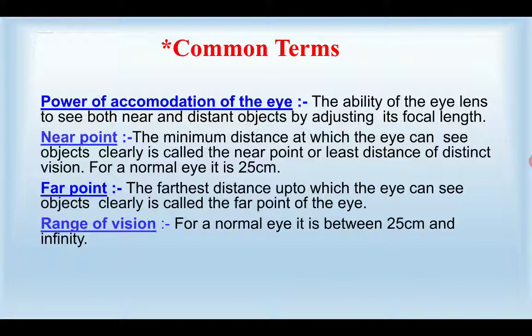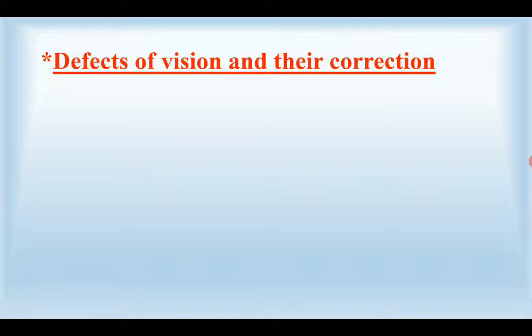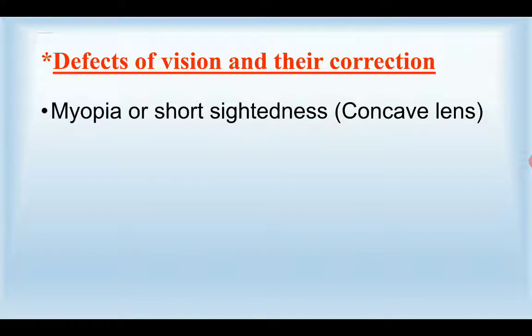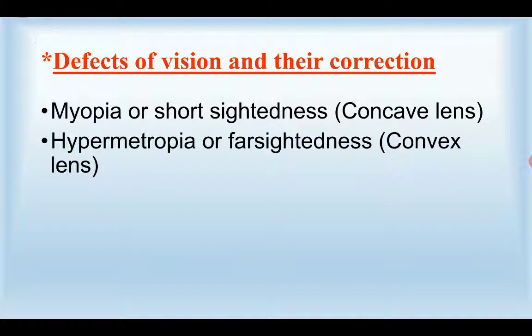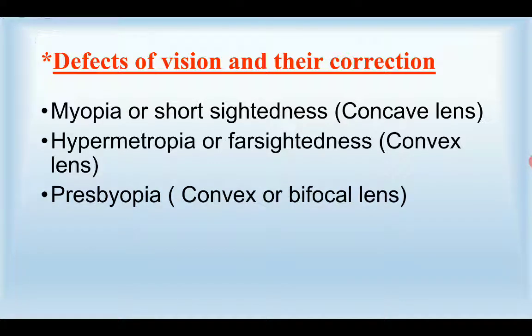Now let us discuss the defects of vision. As we had already discussed, there are mainly three types of defects. Number one is myopia or short-sightedness. This can be corrected by using a convex lens. Next is hypermetropia or far-sightedness, and it can be corrected using a convex lens in our specs. Third is presbyopia. This can be corrected using either convex or bifocal lenses. And the fourth one is cataract.